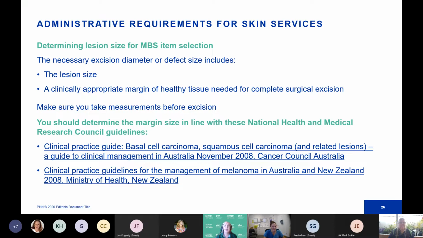Okay, no worries. So this one is around your skin services: determining lesion size for MBS item selection. The necessary excision diameter or defect size includes the lesion size and a clinically appropriate margin of the healthy tissue needed for complete surgical excision, and make sure that you take measurements before your excision. You should also determine the margin size in line with the National Health and Medical Research Council guidelines. I have included those links in that slide as well for you to have a read of.